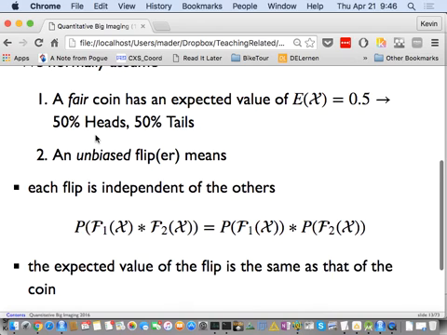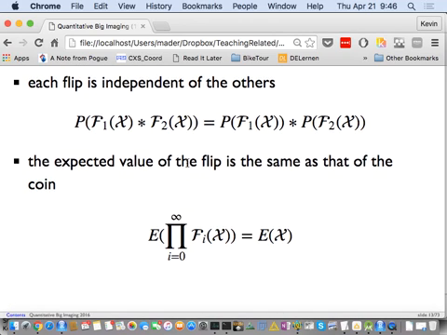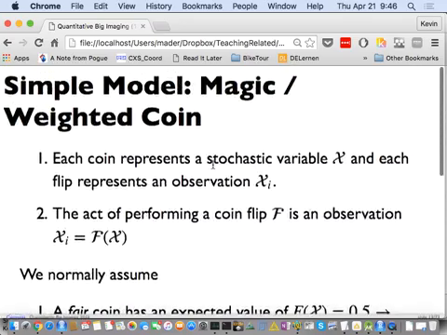And you assume that the expected value of the flip is the same as that of the coin. And so that there's no observational bias when you look and see what the outcome is, what you actually write down versus what you see. And so those are how those assumptions get put down.